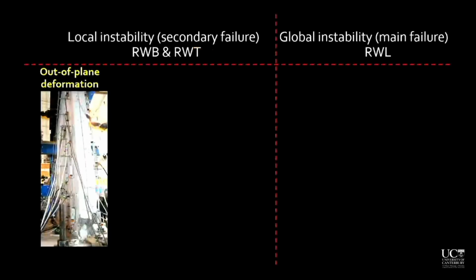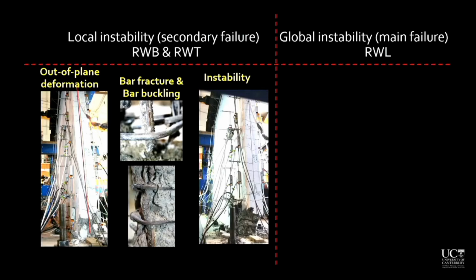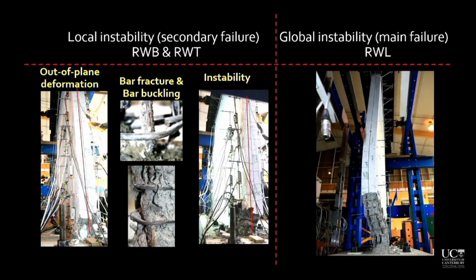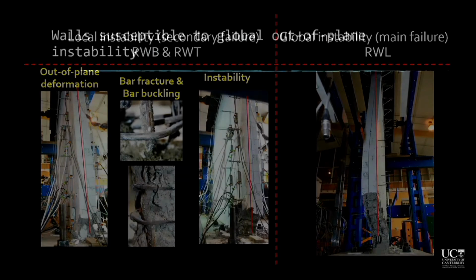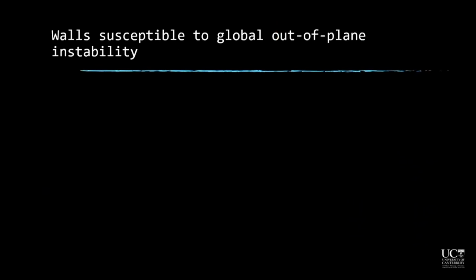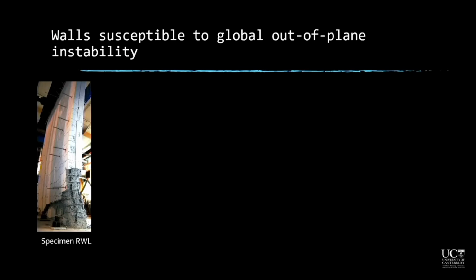So two main modes of instability were observed in our experiment. Local instability was observed starting from out-of-plane deformation and then formation of bar fracture and bar buckling, the local type of instability. And then we had the global type of instability that was observed in one of the specimens. The walls susceptible to global out-of-plane instability are the well-confined walls that are able to develop large tensile strains along a sufficient height from the base before progression of any modes of failure, such as bar fracture and bar buckling.